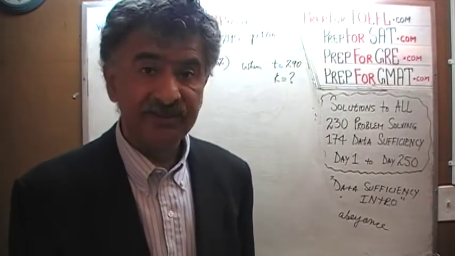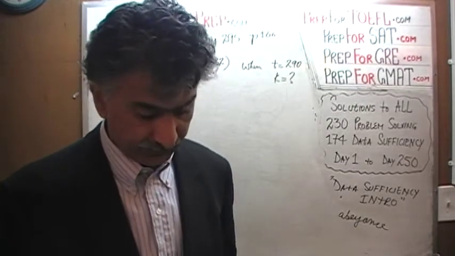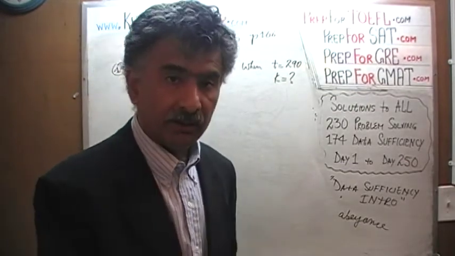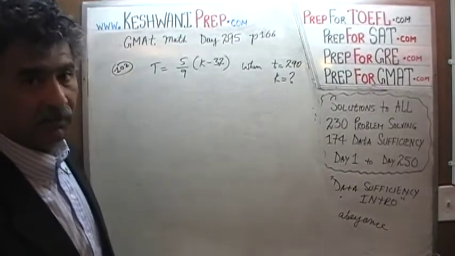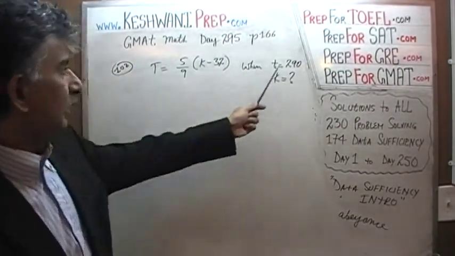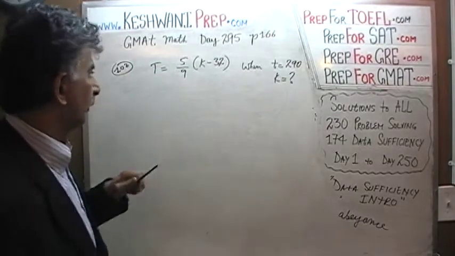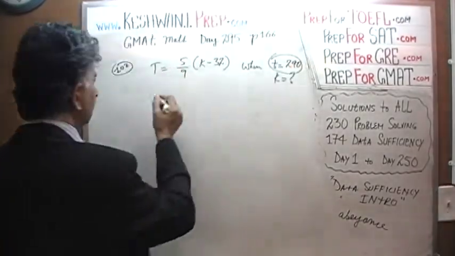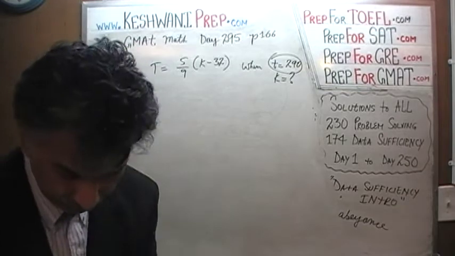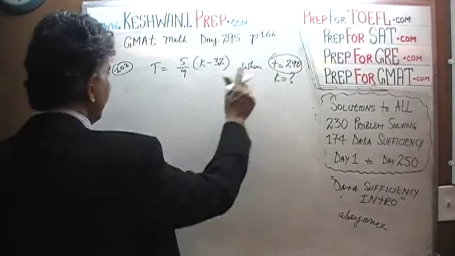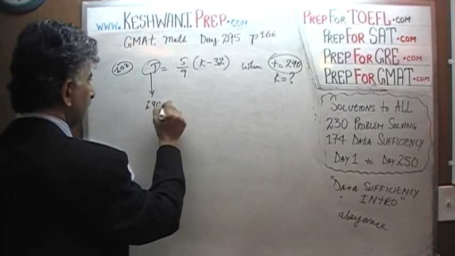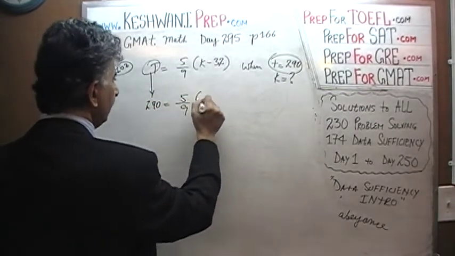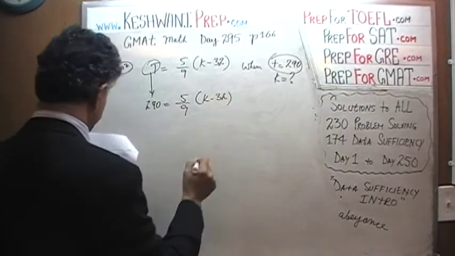Actually, they don't even say anything. So there again, that's the formula, I believe, but they have made some changes. I think it's supposed to be centigrade and Fahrenheit, but anyway, it doesn't matter. There's an equation here. Question is, when T is 290, how much is K? Let's do it here. Substitute 290 here for T. T, we are told, is 290, so we put down 290 equals 5 over 9 times K minus 32.